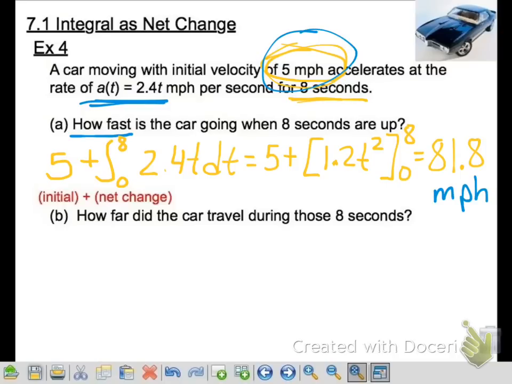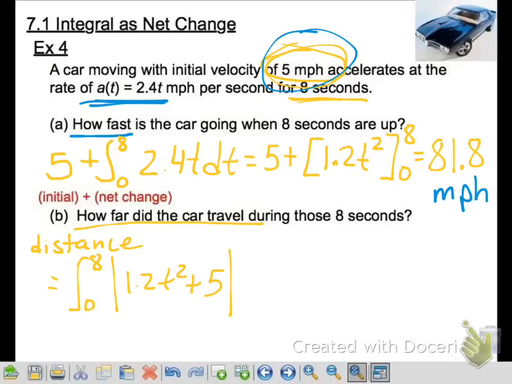The second question, though, is dealing with distance. How far did it travel? So they don't explicitly say that, but they want a total distance here. Now really that should be then an absolute value of our integral. Now one thing that we need to pay attention to, I'm sorry I got a little ahead, if it's distance, we're not using the acceleration anymore. Notice what I put in here. I put in my velocity function.